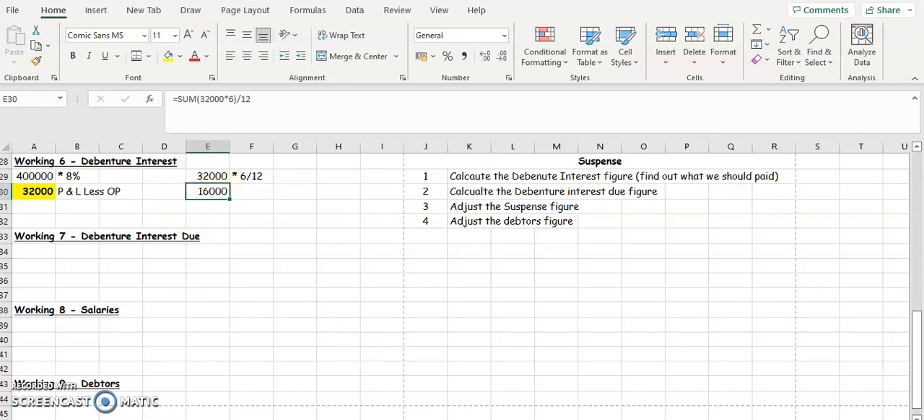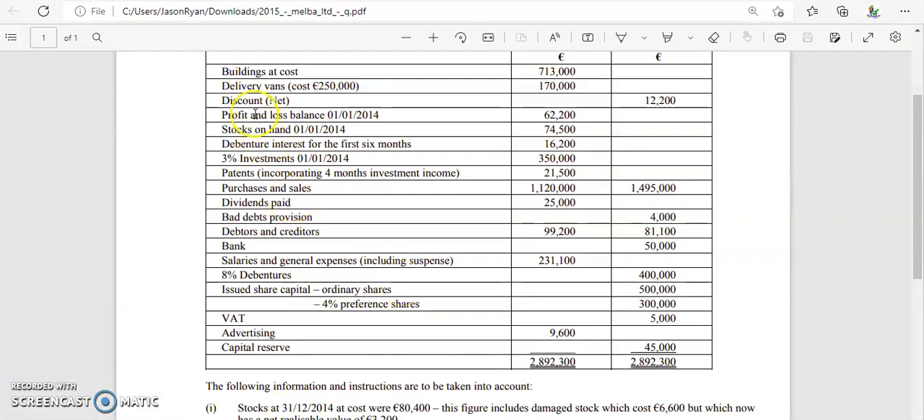Okay, what did we pay? We go back to the trial balance and look for the debenture interest. We paid 16,200. So we need to reduce that by 200. On your trial balance, just put minus 200. So if you've got minus 200, then our debit side is down 200. And remember, these two figures have to be the same. Now this side is down by 200.